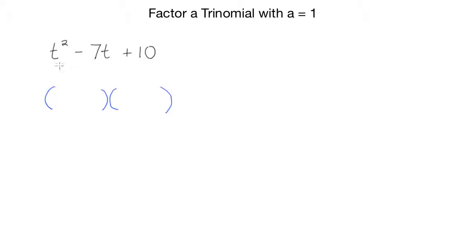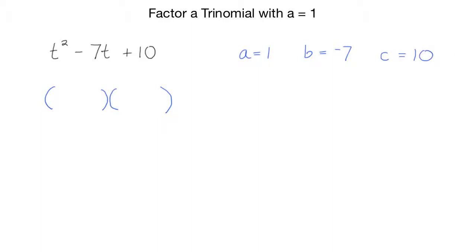Let's first identify our coefficients. I know my leading coefficient is 1, because there's just t squared, so there's just a 1 multiplying it. I know my value for b, the middle coefficient, is negative 7. And I know my value for c, the constant term, is equal to 10.